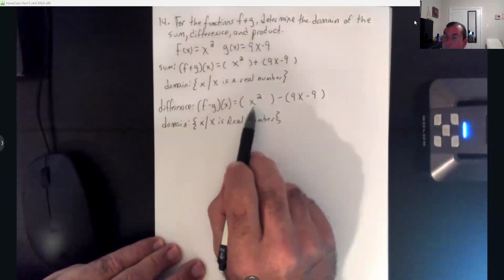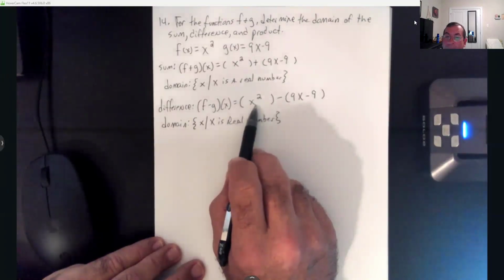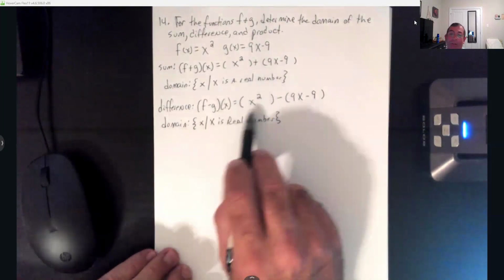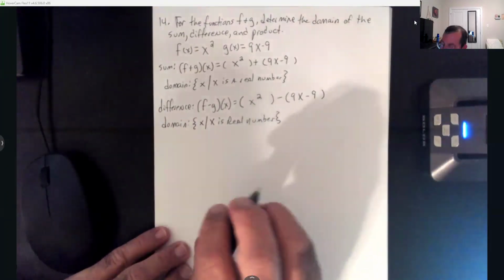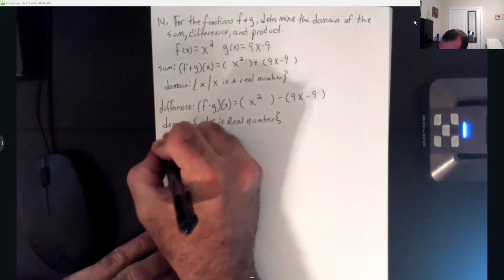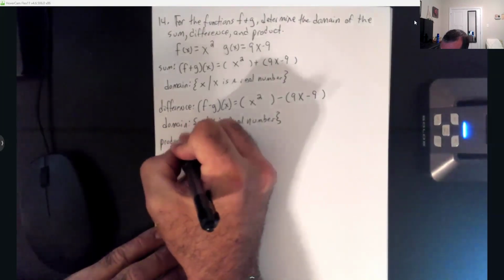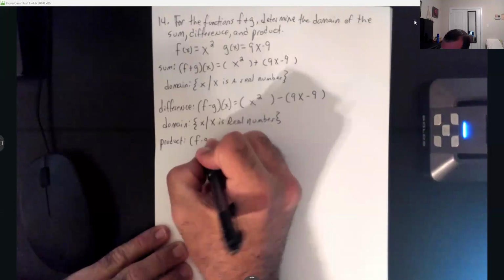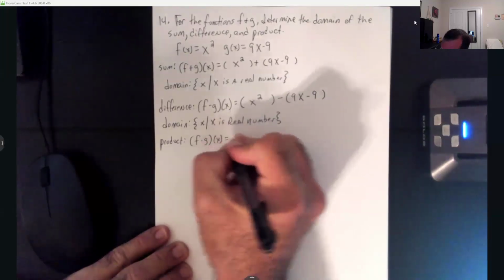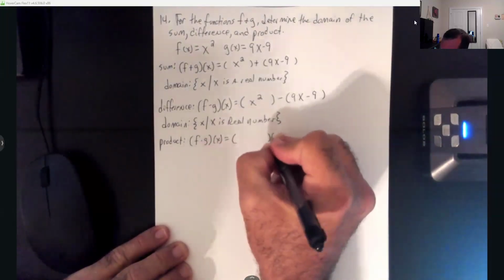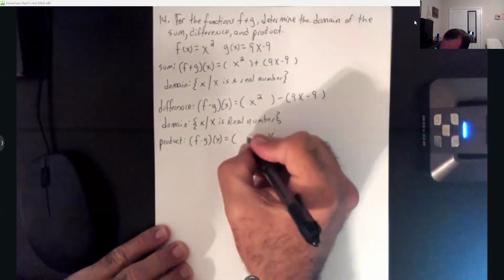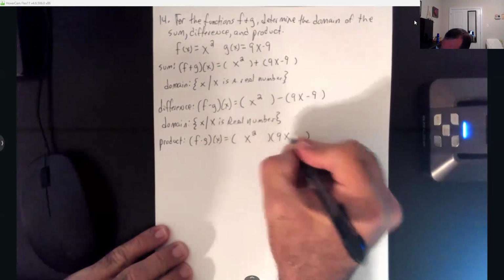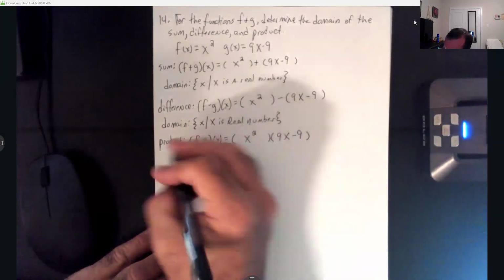Because I can take any number in the world and square it. I can take any number in the world and multiply by 9 and then subtract 9. So there's nothing making that stuff undefined. Well, what about the product? f times g of x will equal my f times my g. So that'll be x squared times 9x minus 9.